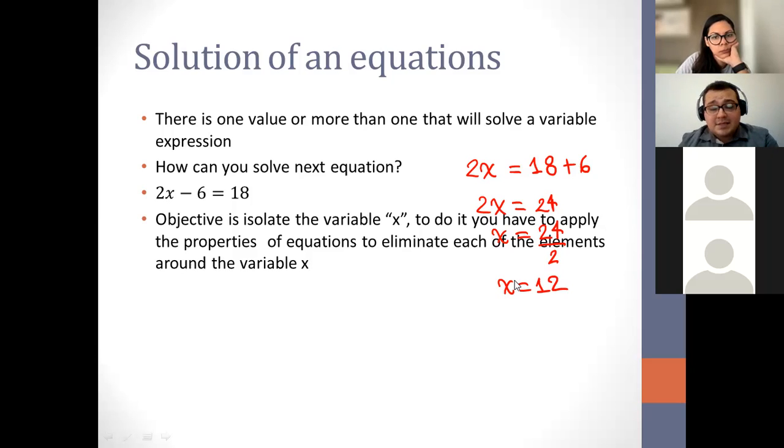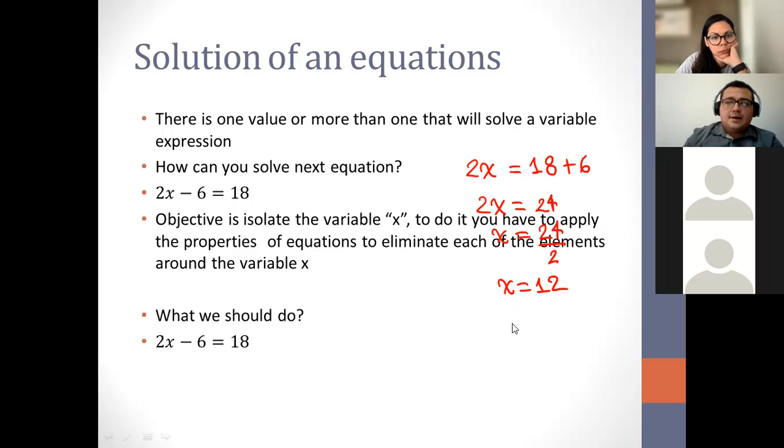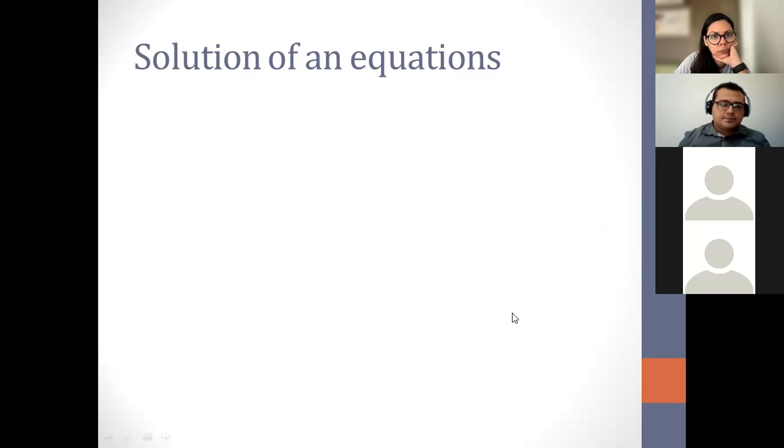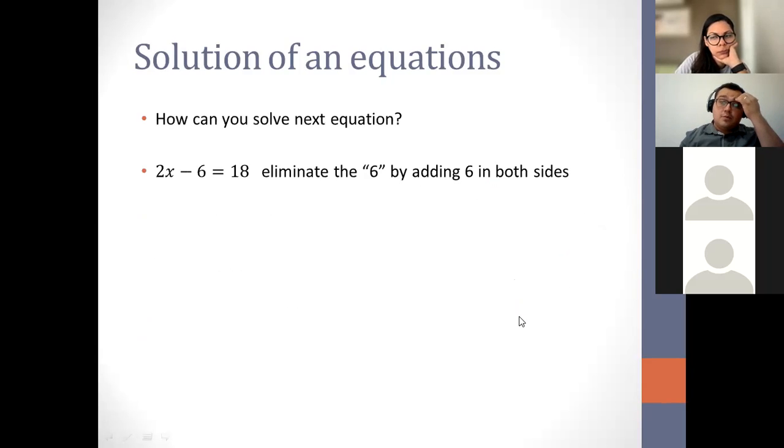Sometimes the variable x has an exponent, so then you're going to need another operation to eliminate that exponent. So what we should do, honestly, this way is correct. Just that it's not the one focused on the property. The one that is based on the property is starting with the 6.